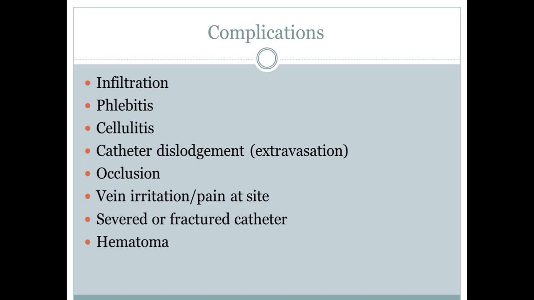Some blood platelets kind of gathered at the front of that tip of the catheter and it kind of obstructed the flow. You might have some vein irritation or pain at the site, a severed or fractured catheter, and that's why it's so important that we are inspecting that catheter after we remove it, as well as a hematoma. That could happen just from trying, and let's say you nicked the vein, you weren't able to successfully put that catheter in. If you don't apply pressure, you might get a little area or hematoma at that site.